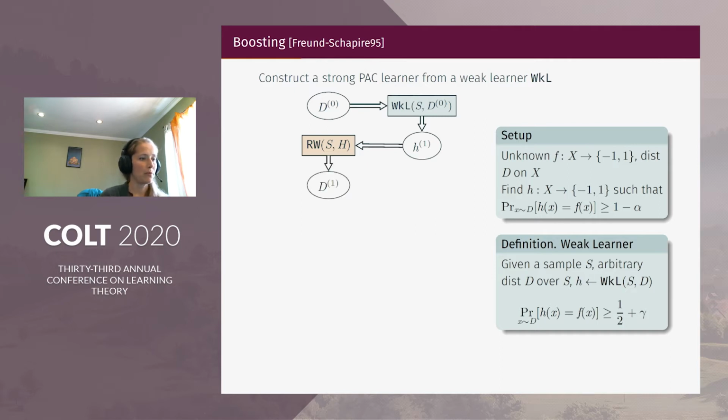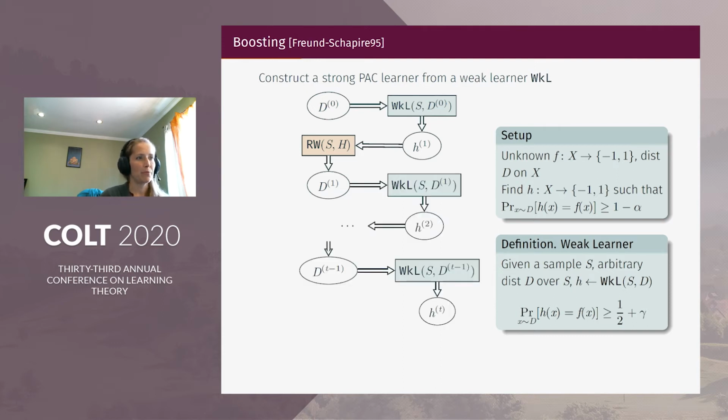This reweighting algorithm outputs a new distribution D1, which we again give to the weak learner, which outputs a hypothesis H2. We add H2 to our collection, and so on and so forth for T rounds. After T rounds, we output our final hypothesis HT, which is an aggregation of the hypotheses produced at the intermediate steps of the boosting algorithm.